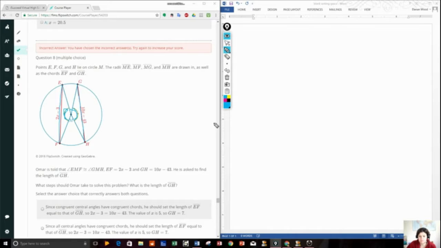So that's what I'm looking for, the reasoning. So then let's do that. Since EF is equal to GH, because they are chords that have the same central angles, I can use substitution. EF was 2x minus 3, so 2x minus 3 is going to equal GH, which is 10x minus 43.